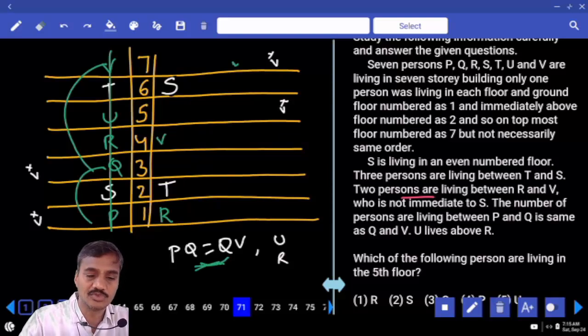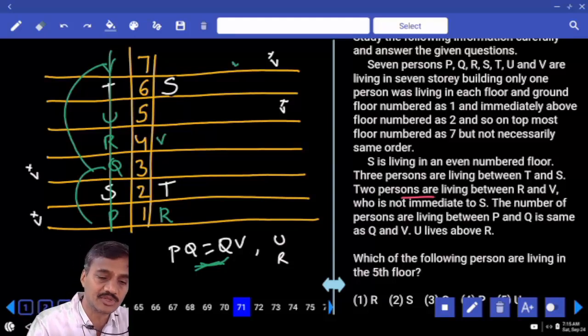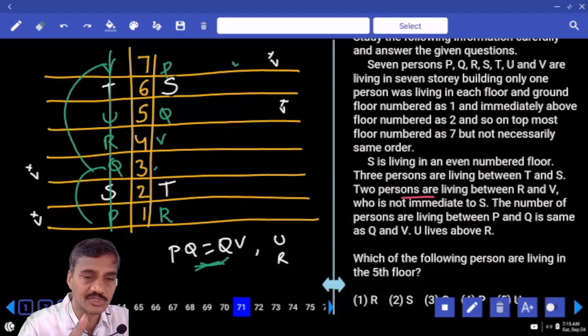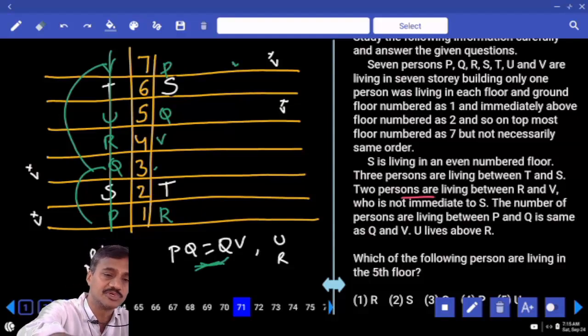And P and Q, Q and V. Since V is already here, there is no chance for Q to be here, P must be below. Then who should be here? Q should be. If Q is here, then P. V and Q are adjacent, and between Q and P there is 1 person, which is not possible. Hence V cannot be on the 4th place as well.